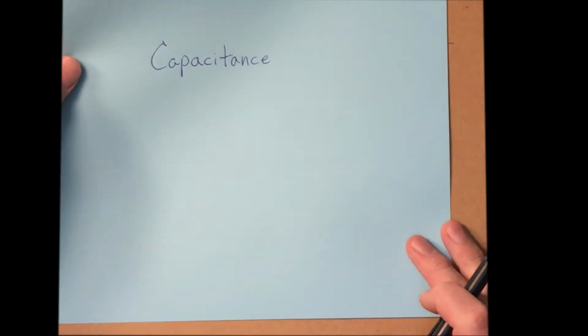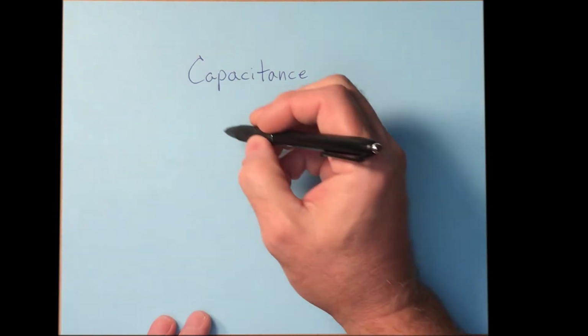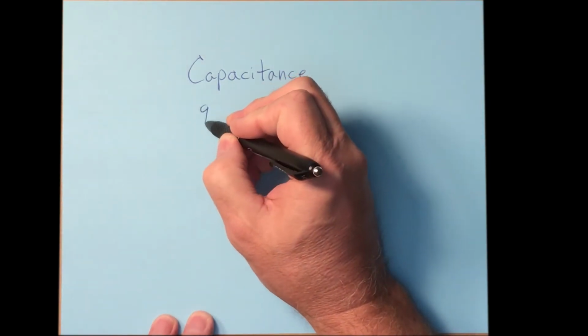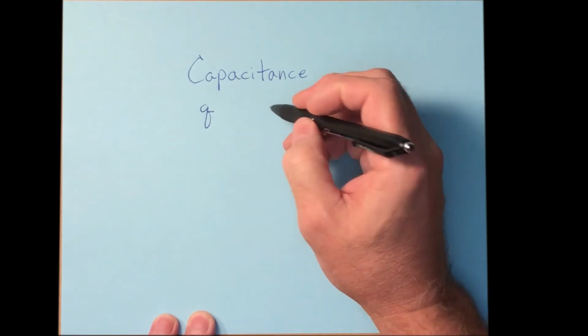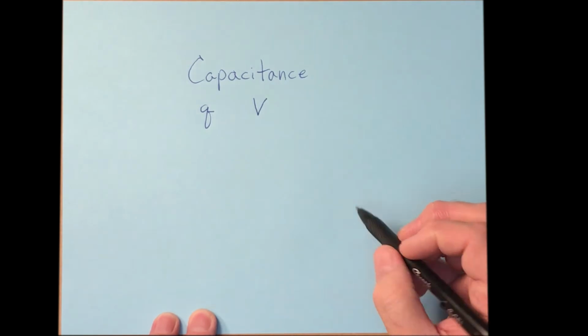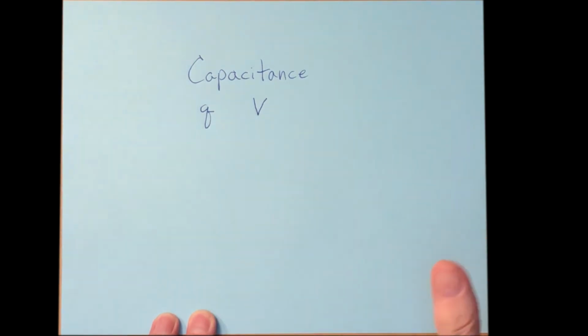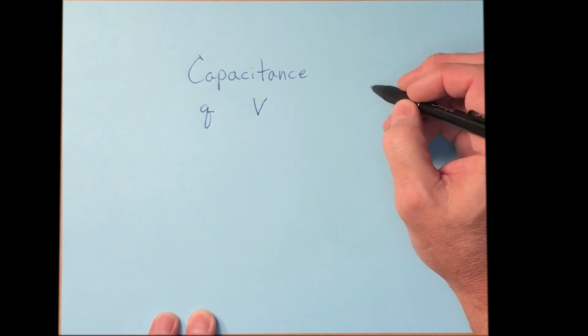All right, today we're going to talk about capacitance. We're going to introduce this idea. The basic idea of capacitance is really simple, and it is that there is a relationship between the amount of charge present on a surface and the potential of that surface. Now, that should not be a surprise to anyone. The reason it shouldn't be a surprise is because you've seen this already.